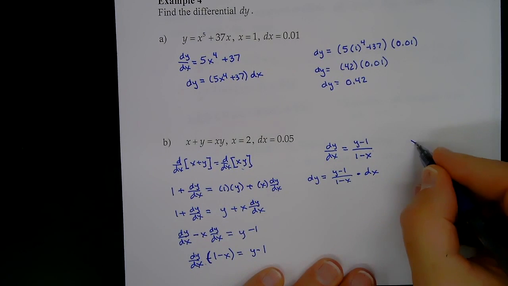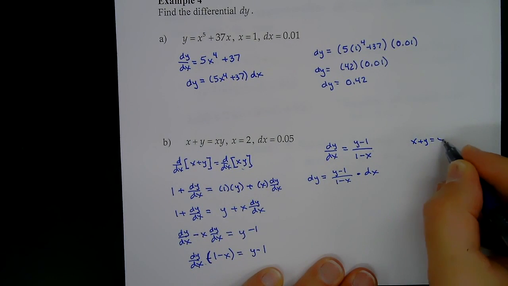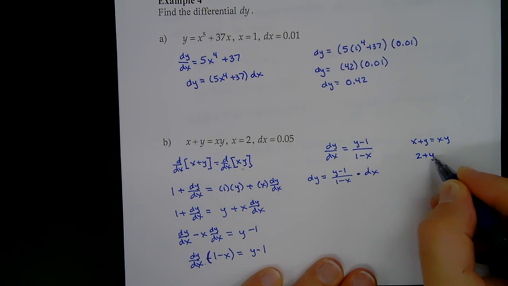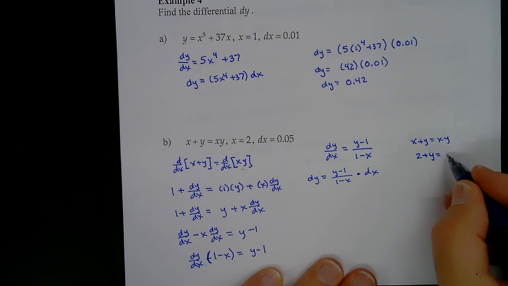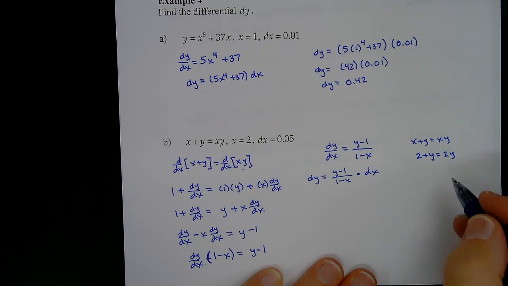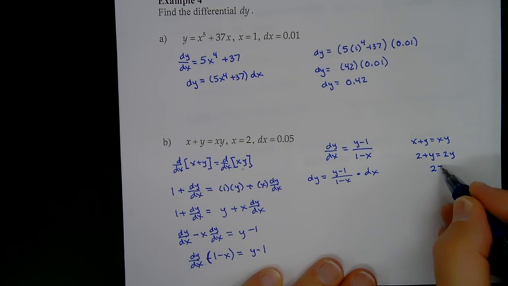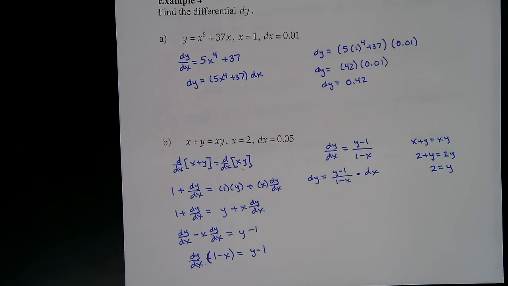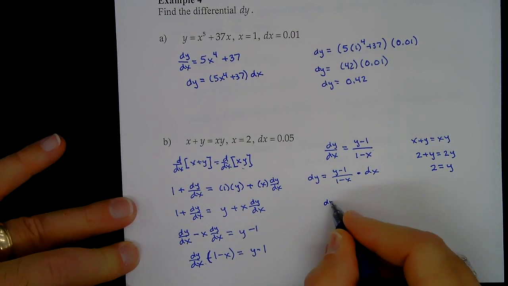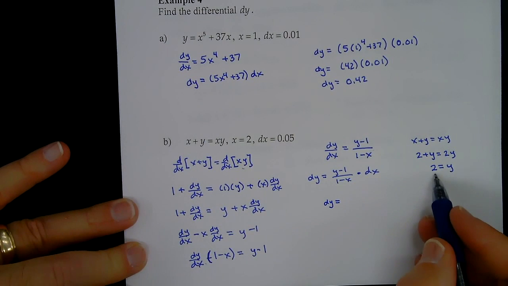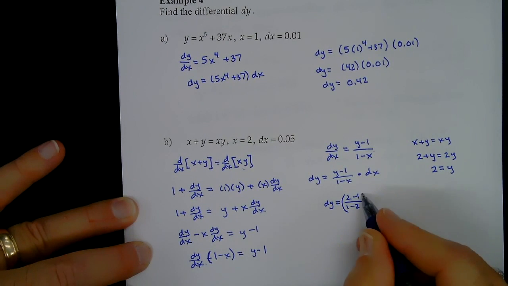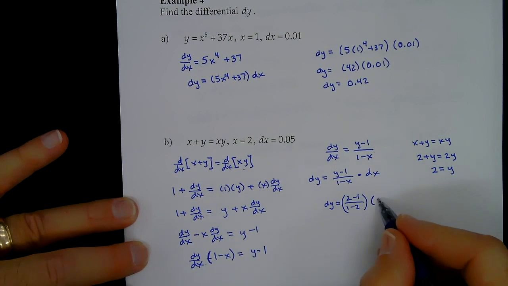So we know that x plus y is equal to xy. And so putting 2 in for x, that'd be 2 plus y is equal to, and putting 2 in for x right there, that becomes 2y. And so I could subtract y from both sides and I get 2 is equal to y. All right. So what's that telling me? That tells me when x is 2, y is 2, right? And so my dy becomes 2, because that's my y, 2 minus 1 over 1 minus 2, I'm going to put parentheses around that, times the change in x, which is 0.05.